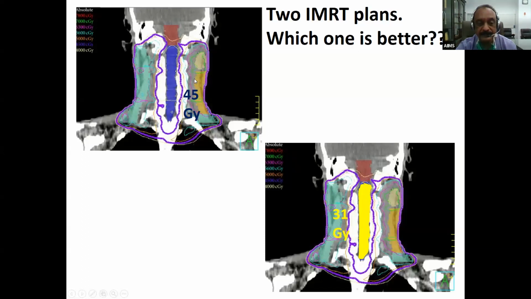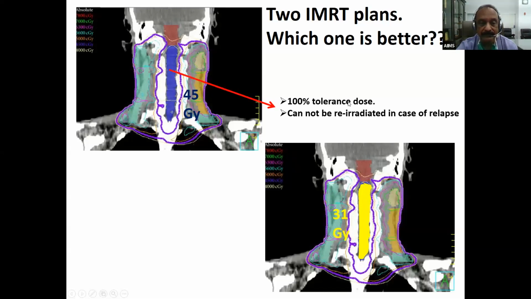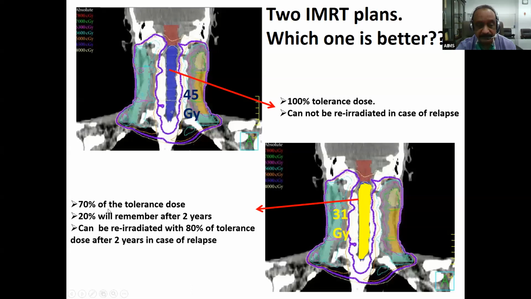Why? Because in this plan, you have delivered 100% tolerance dose to the spinal cord. So in case of relapse, you will not be able to re-radiate this patient. But if you treat with this plan, here you have delivered just 70% of the tolerance dose to the spinal cord. And after 2 years, it will just remember 20%. So you can re-radiate with 80% of the tolerance dose in 2 years.